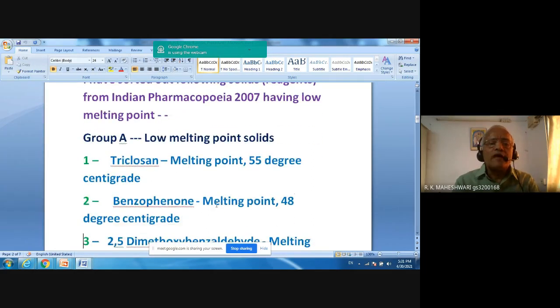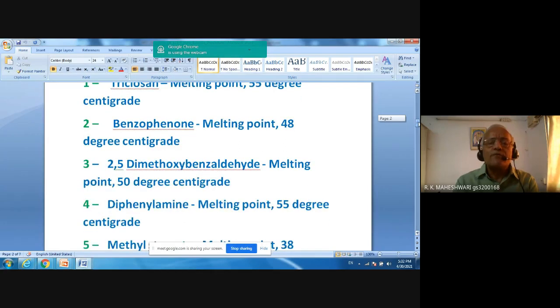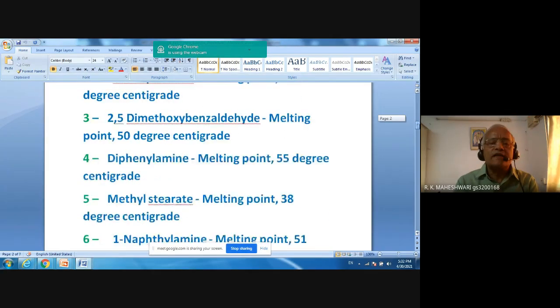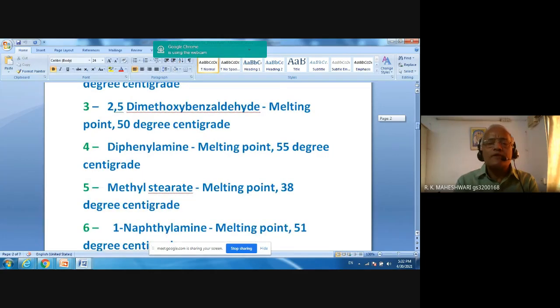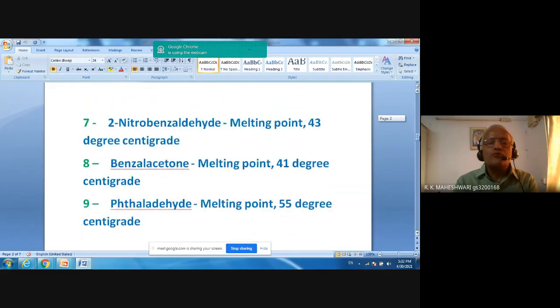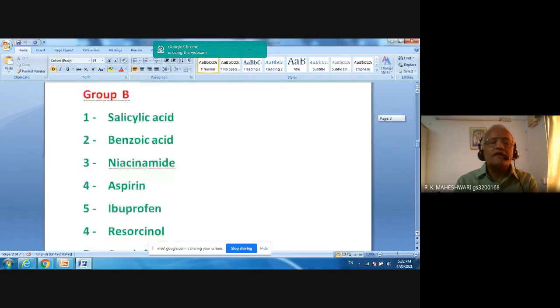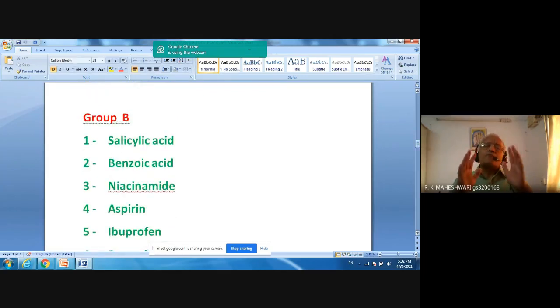Number one, triclosan, melting point 55 degrees centigrade. Benzophenone, melting point 48 degrees centigrade. 2,5-dimethoxybenzaldehyde, melting point 50 degrees centigrade. Diphenylamine, 55 degrees centigrade. Methyl stearate, 38 degrees centigrade. 1-naphthylamine, 51 degrees centigrade. Number 7, 2-nitrobenzaldehyde, 43 degrees centigrade. Benzyl acetone, 41 degrees centigrade. Phthalaldehyde, 55 degrees centigrade. So all these selected solids have melting points near room temperature.